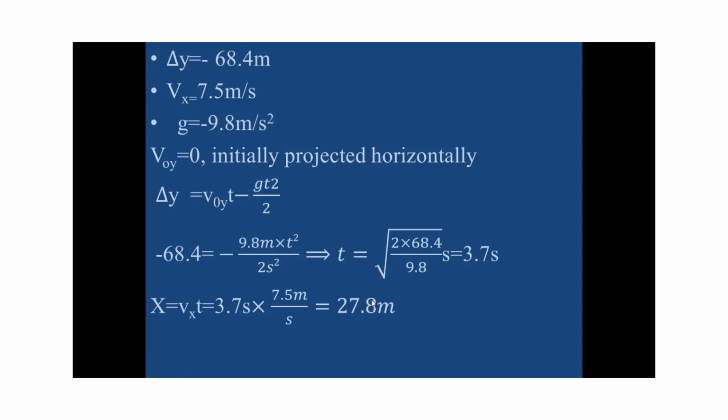Remember that the vertical displacement at any time equals the vertical component of the velocity times time of flight t minus half g t squared. But in this case, this velocity is 0. This gives minus 68.4 equals minus 9.8 t squared over 2, which gives t equals 3.7 seconds.